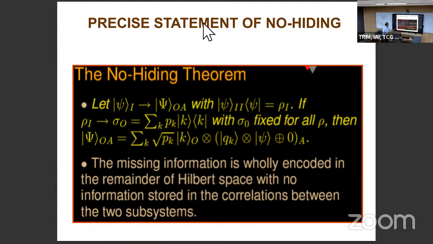To prove this theorem, you need essentially the linearity and unitarity, but again, I'm not going to do that. The main message is that the information which is missing is wholly encoded in the remainder of the Hilbert space, with no information stored in the correlation between the two subsystems. You can see this psi is not getting entangled with this or this or this with this. It's simply sitting there. From there, you can actually take it out, okay?